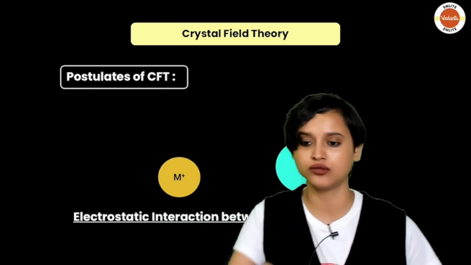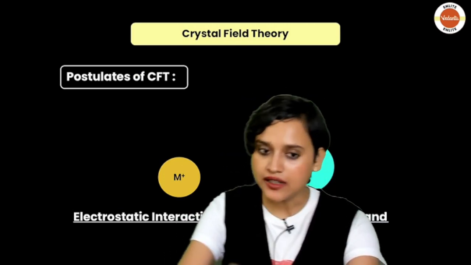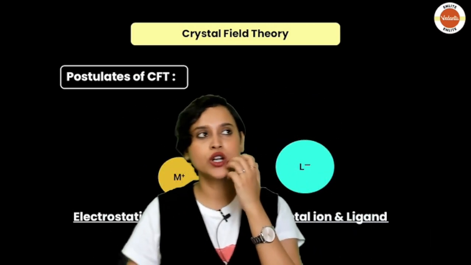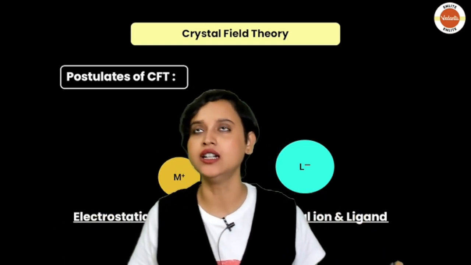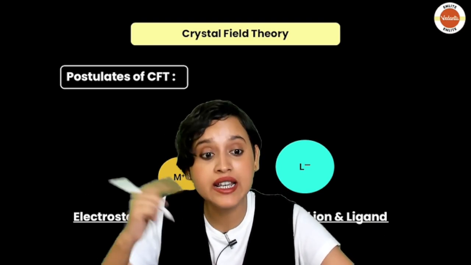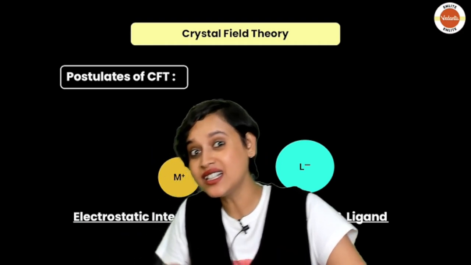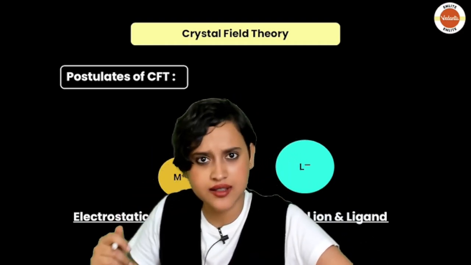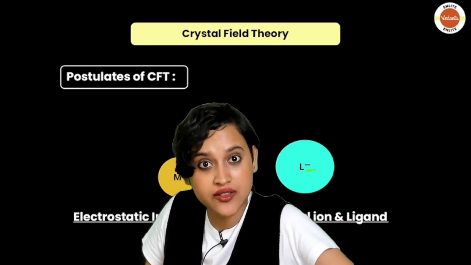Okay, now let's understand crystal field theory. As I was telling you, we have learned about valence bond theory. In crystal field theory, we consider the ligands to be point charges. And what are ligands? Ligands have a negative charge.